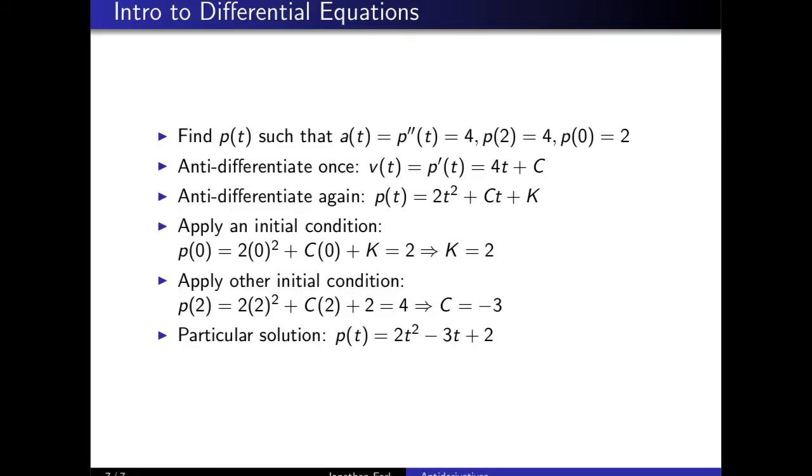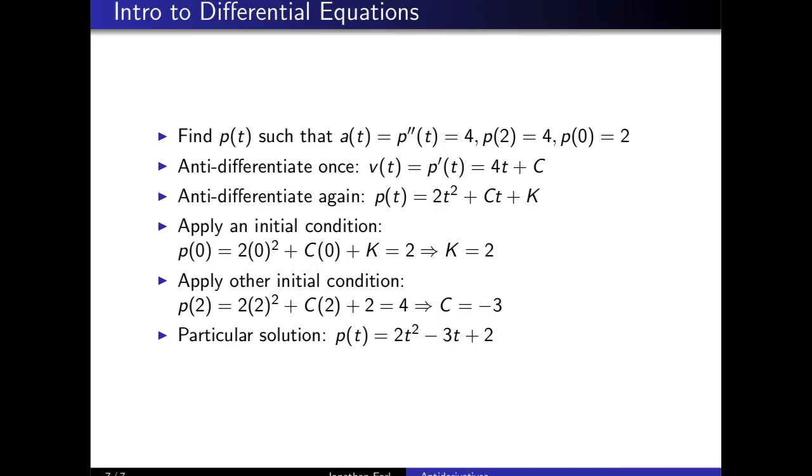Okay, but you don't necessarily have to have your conditions be something about the position at time 0 and the velocity at time 0. You could have something like this where the position at time 0 is 2, but the position at some other point, in this case the position at t equals 2, is 4. Okay, so we'll proceed as before. We'll find that our velocity function is going to be 4t plus c, but because we don't have any conditions on the velocity, we'll have to antidifferentiate again.